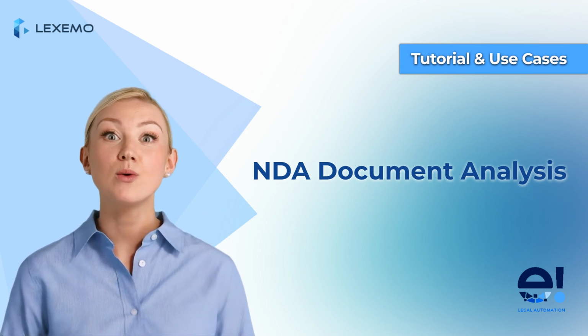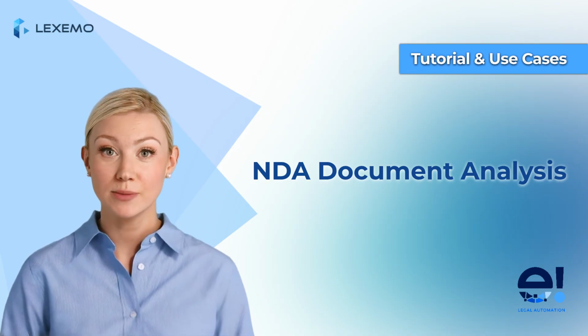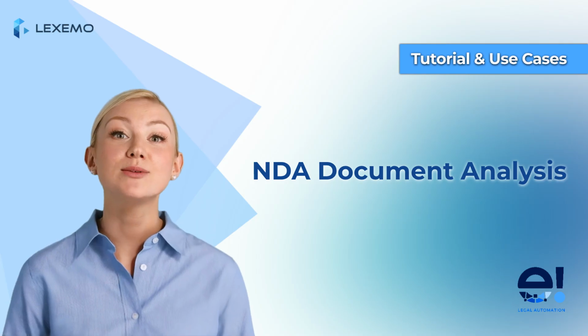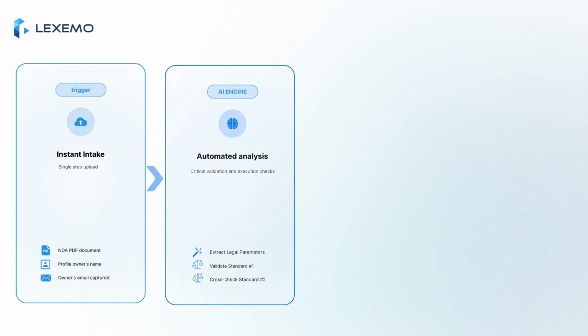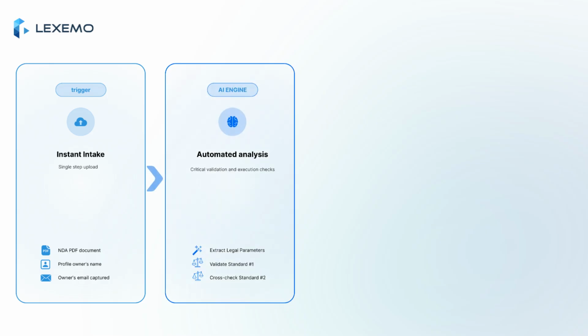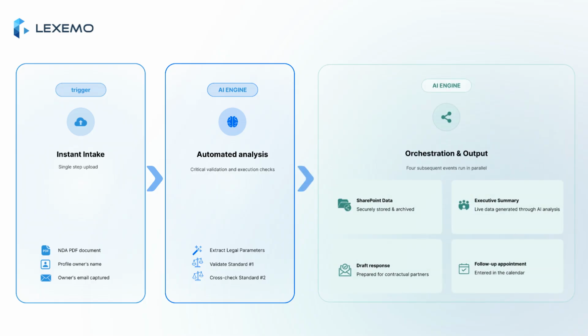In this video, we will walk through how the NDA Document Analysis Bot is built, and in part 2, you will see it running from the user's perspective. Here's the full picture. A user submits their name, email address, and an NDA document. The bot automatically extracts the key legal information, runs 2 compliance checks against your internal standards, routes the file to the correct SharePoint folder, generates an executive legal summary, emails the analysis to the responsible lawyer, and, if requested, books a follow-up meeting in the calendar. All of this from a single document upload.